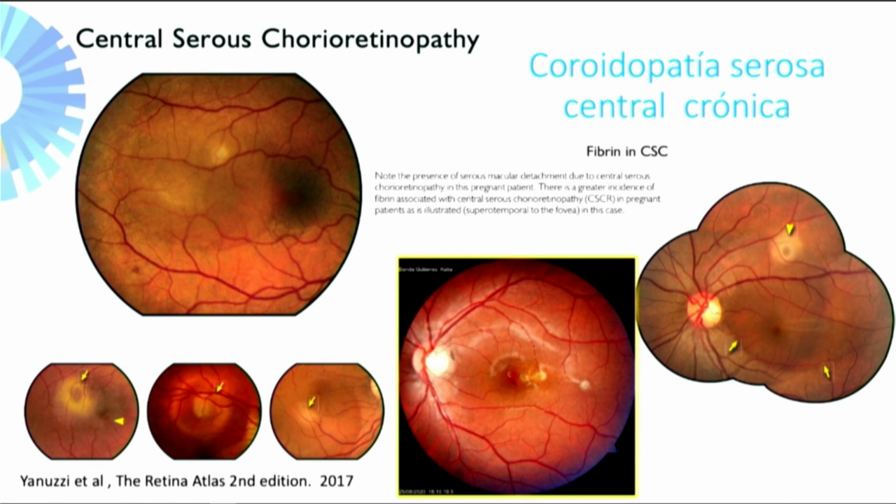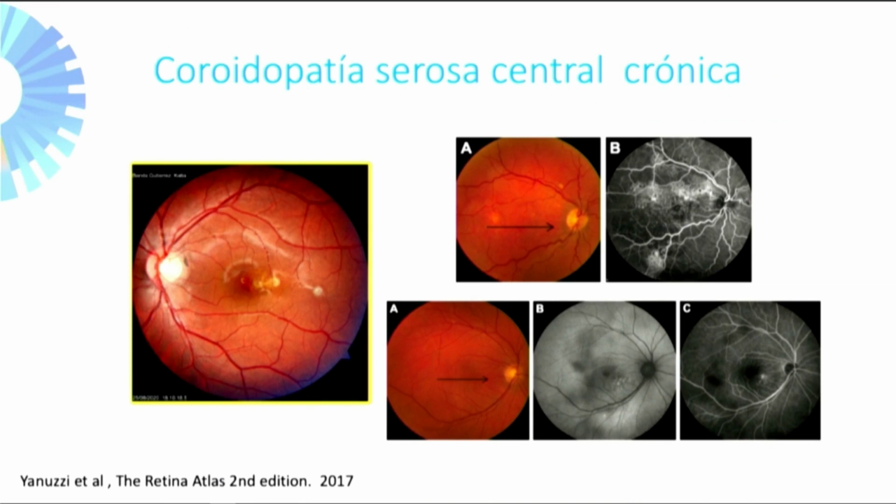So we followed up on her. And I remember that chronic central serous chorioretinopathy may have an accumulation of fibrin. These are the images reported by Dr. Janussi. This fibrin happens in women with some hormonal alterations, excessive estrogens, or in pregnancy. This is where we're going to see these lesions, these whitish, yellowish lesions, as is the case with our patient.